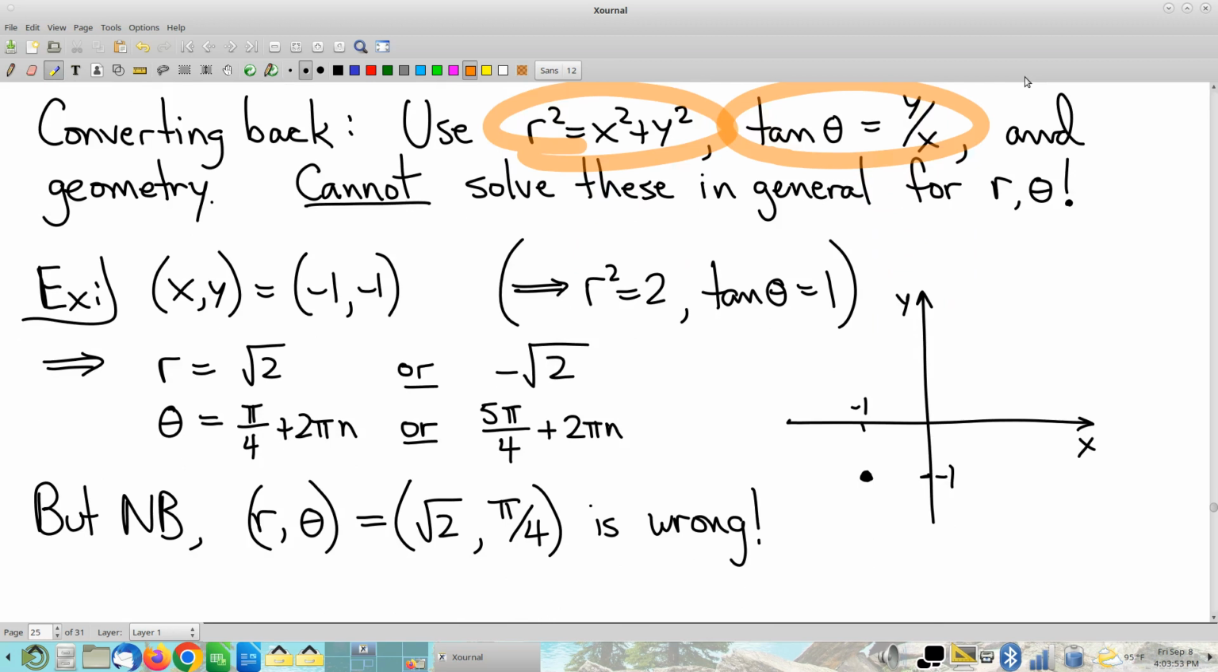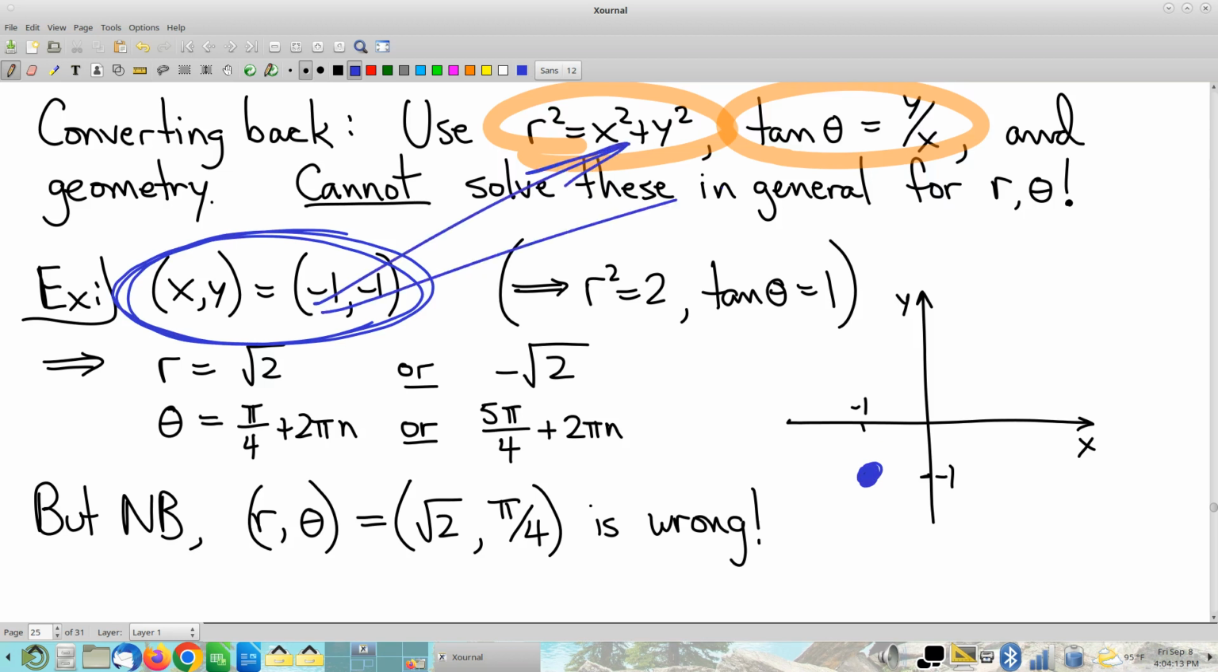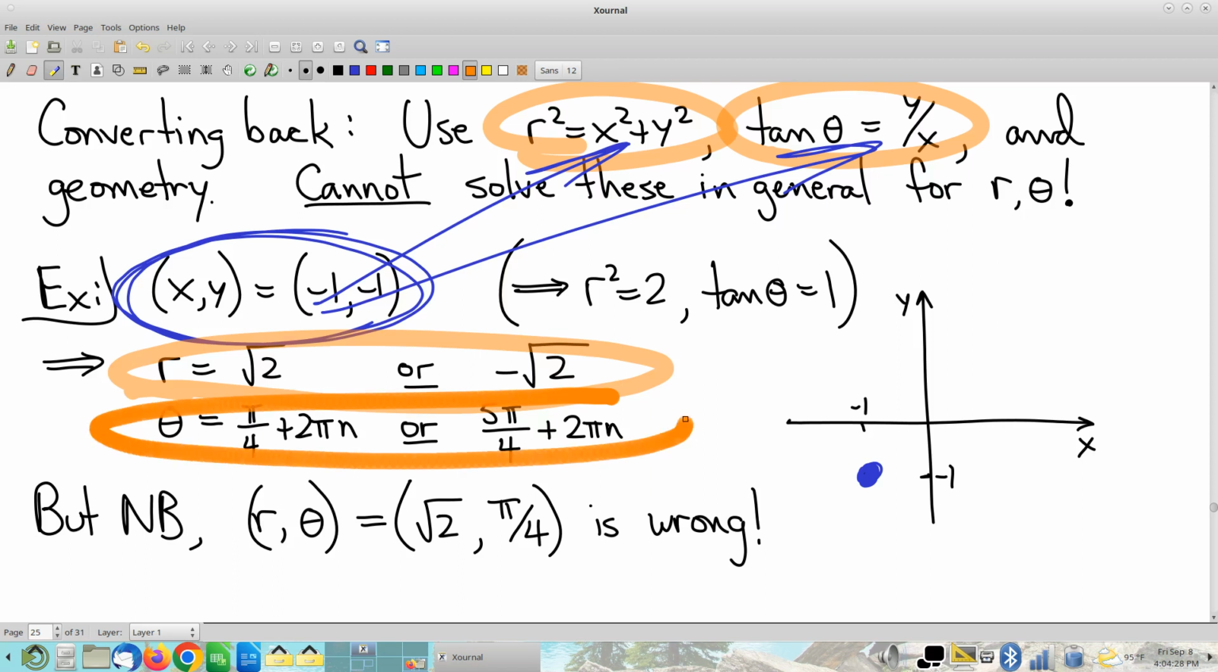Take the point that you're interested in, and in this question I'm going to be interested in this point right here, -1, -1. Take these numbers, plug them into these formulas, and then write down what your candidates are. It's not hard to persuade yourself that r could be either one of these values, and theta could be either one of these values.